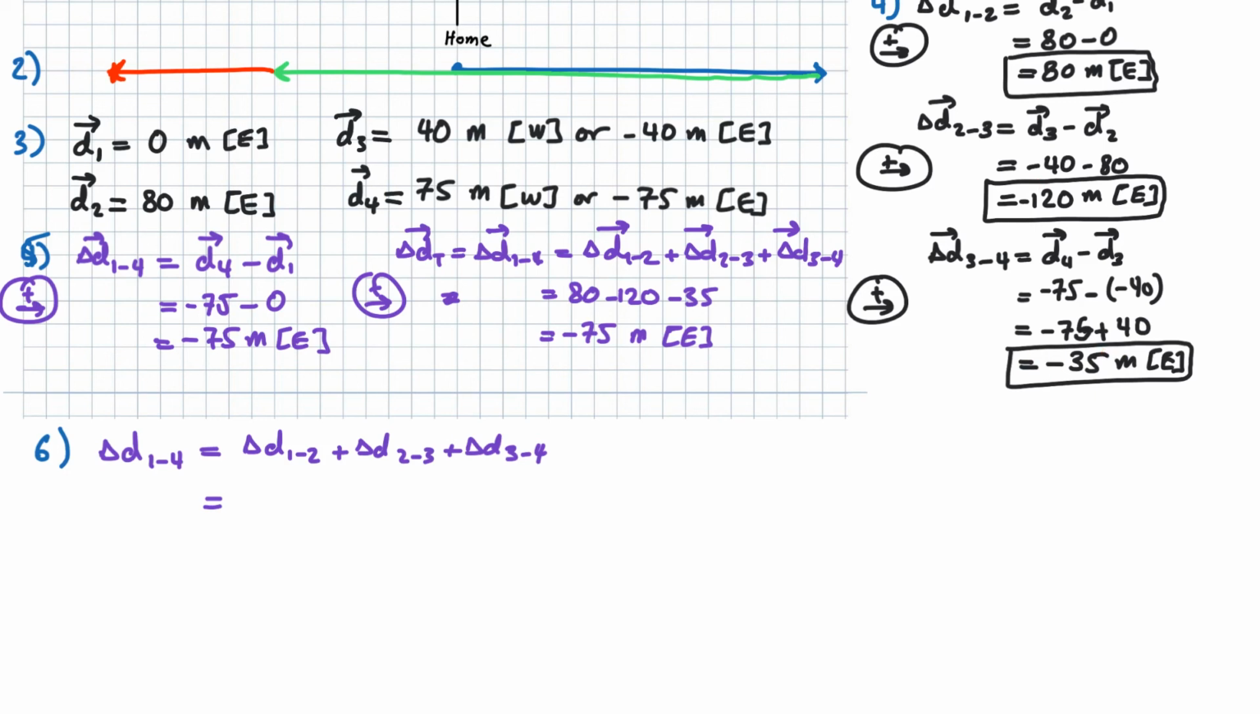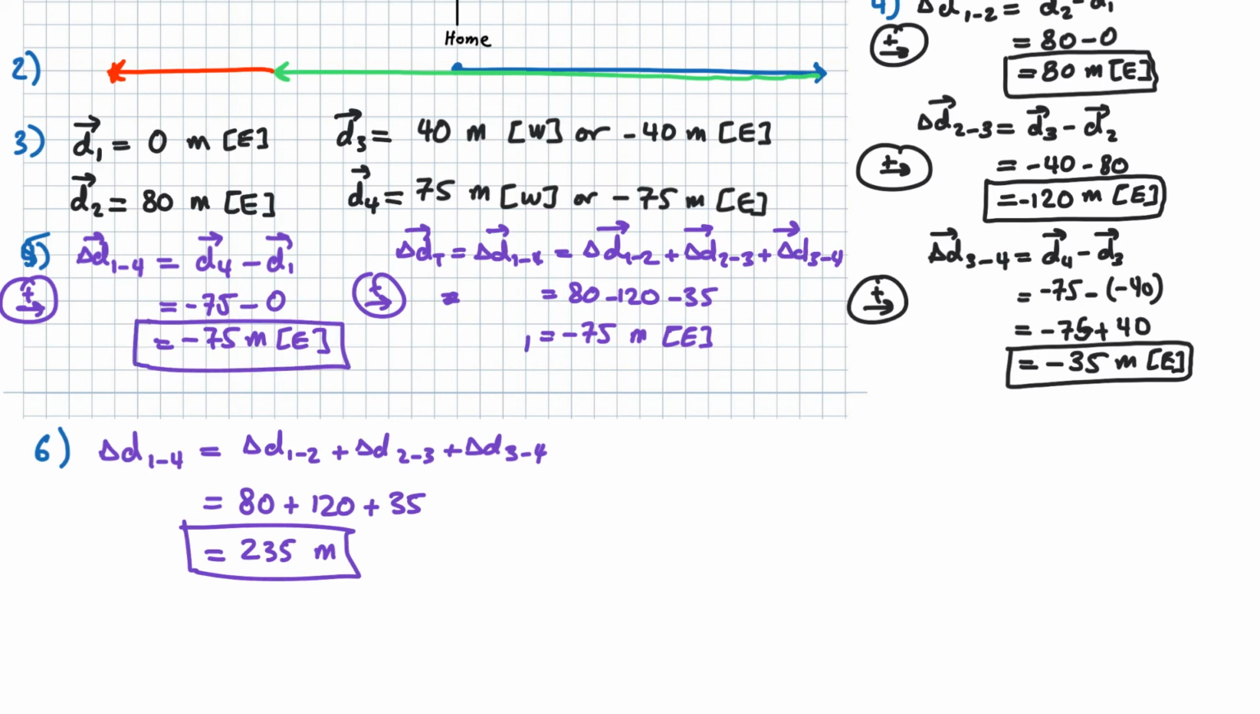So I'm going to put all of those values in. I am going to have 80 plus 120 plus 35. Putting everything together, I will get a value of 235 meters. I don't need a direction, and therefore I am not going to include one in this case. And I'm going to put an or here because both methods work.